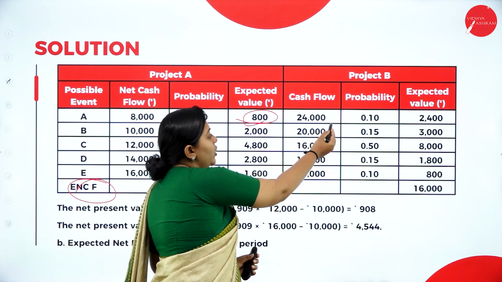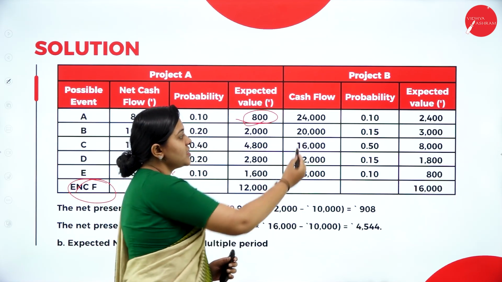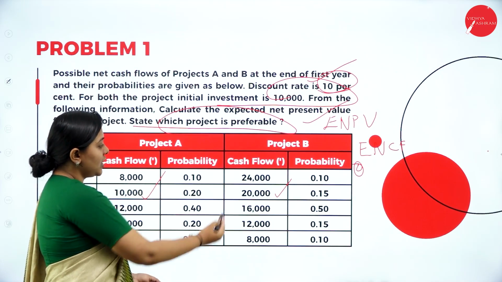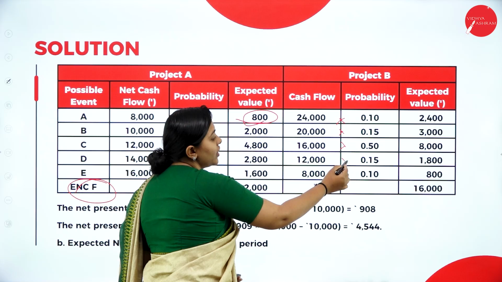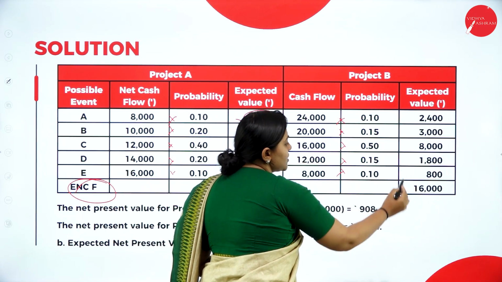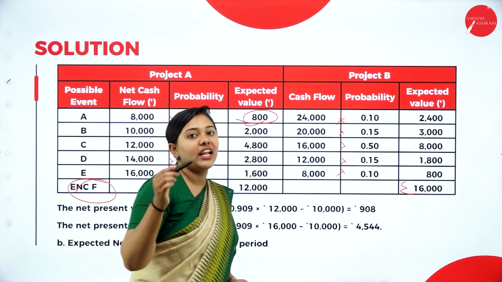Similarly for project B, cash flow, probability, expected value. So your cash flow 24,000, 20,000, 16,000, 12,000 and 8,000. The probability is assigned in the question. So we are taking up the same probability. So multiply these two, you will get your expected value. The summation of this is what? 16,000. That is your expected net cash flow.